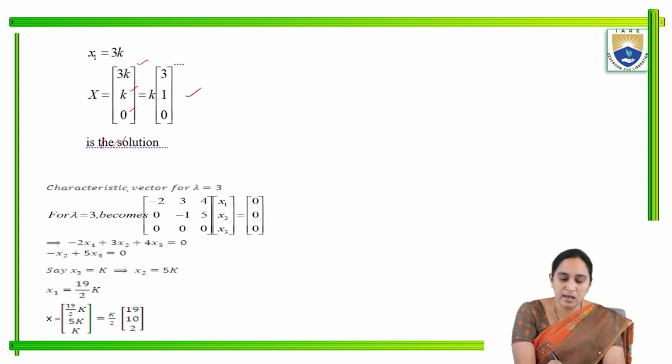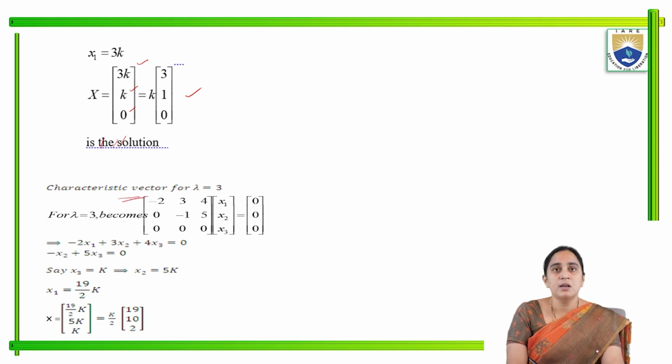Similarly, next one, the last case, the characteristic vector for lambda is equal to 3. For that, again the same concept applies, and after subtracting 3 there, minus 2, 3, 4, 0, minus 1, 5, 0, 0, 0 times x1, x2, x3 equals 0, 0, 0. Again write it in equation form and solve those equations directly. We get the unknown values of x1, x2, x3. First, minus 2x1 plus 3x2 plus 4x3 is equal to 0. In the second equation, minus x2 plus 5x3 is equal to 0.